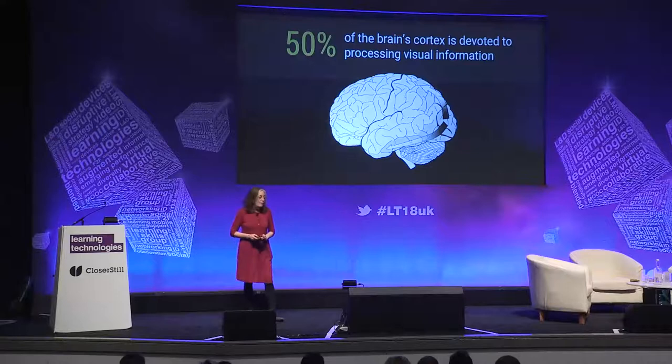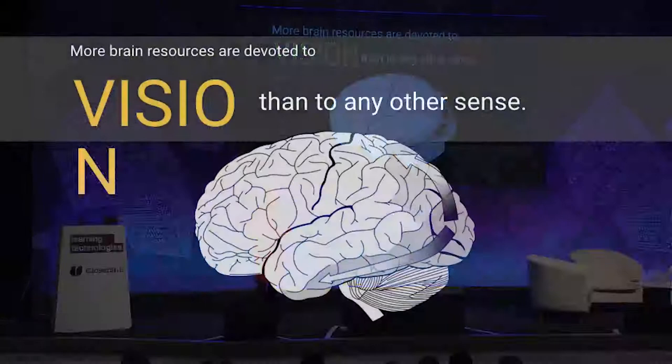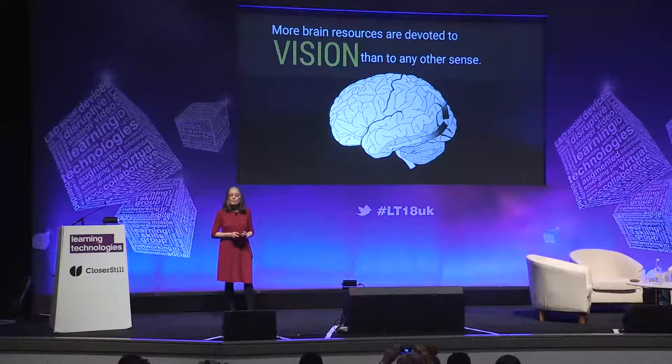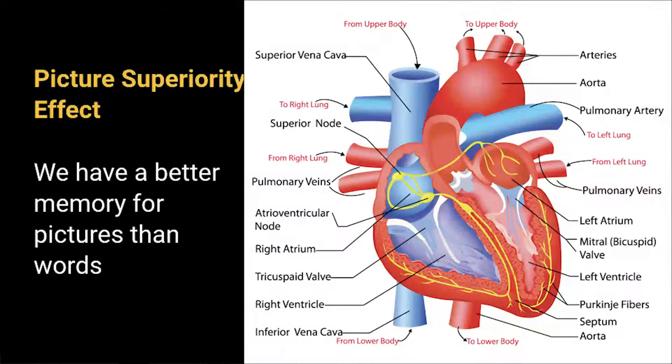There are more brain resources devoted to vision than to any other sense. And that is really amazing. And those are some of the reasons why, if you feel attuned to visuals, your brain is very, very good at processing them. And perhaps that's why there's this phenomenon in psychology known as the picture superiority effect. And that basically says that we have a better memory for pictures than for words.